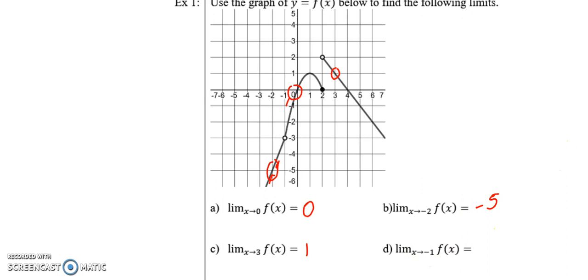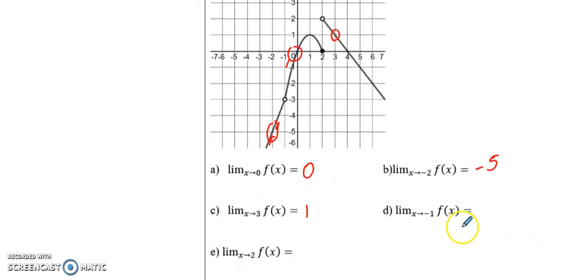Now, how about this one? As x approaches negative 1, what's the limit of f of x? As we get closer and closer to negative 1, as we zoom in there, what do we end up getting closer and closer to? We actually get closer to negative 3. It closes in on negative 3, approaches negative 3.